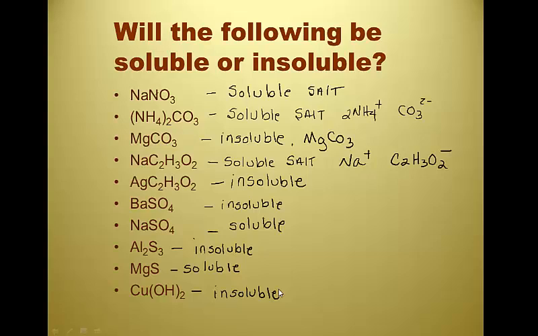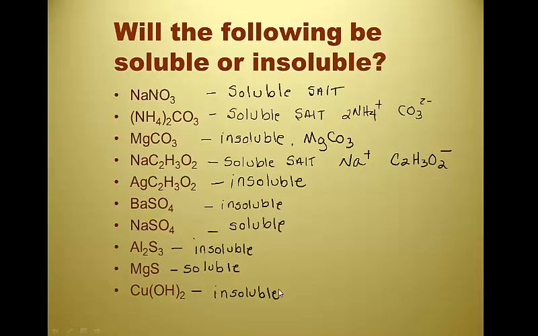Aluminum sulfide. Salts of sulfides are insoluble except for those of group 1A and 2A, and ammonium ions. Well, aluminum sulfide is neither 1A, 2A, or ammonium, so it is insoluble. That is not one of the exceptions, therefore it is insoluble. Magnesium sulfide, well, that's one of the exceptions to the rule, so magnesium sulfide is soluble.